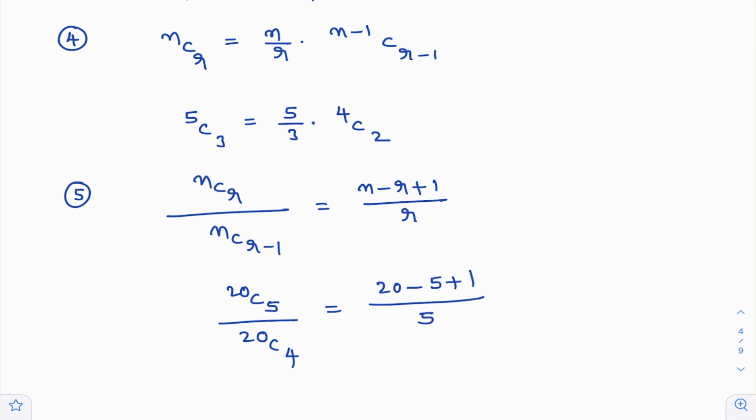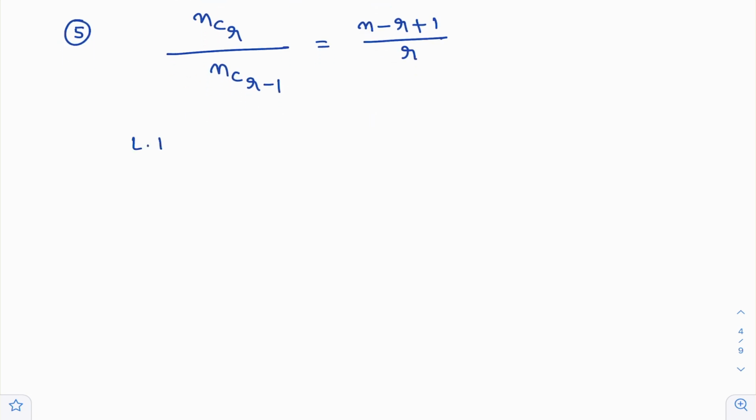If you simplify this, you will get the answer: 16 divided by 5. Let me prove this quickly. I'll take the LHS. What is the LHS?